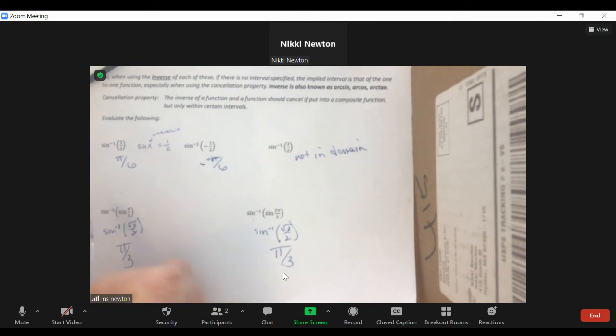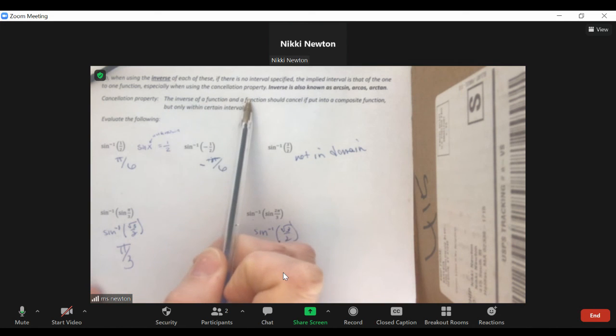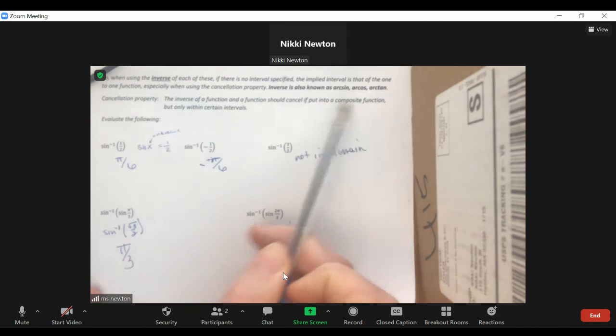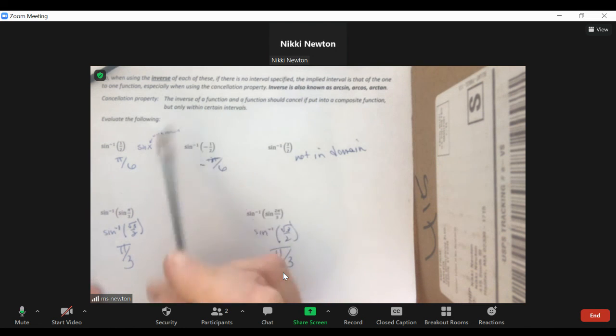So now I have the cancellation property. The inverse of a function and a function should cancel, meaning sine inverse of sine is x. They undo each other, but only within the restricted domain. So before we go, we have to check and see if this value is in the restricted domain. So that would be the range of inverse sine. So is pi/3 in the range of inverse sine? I'm going to pause the video.